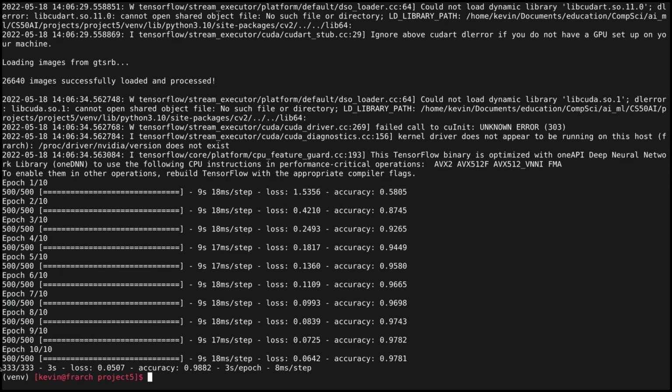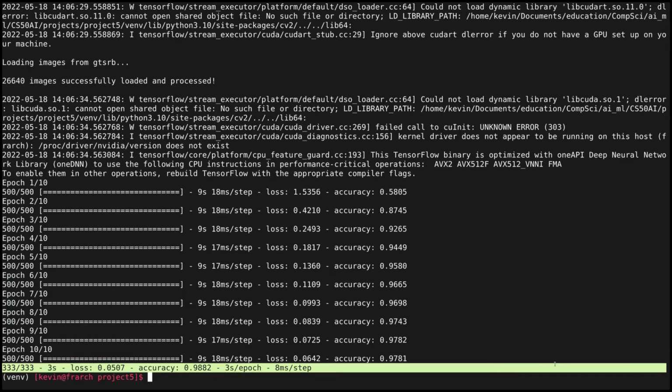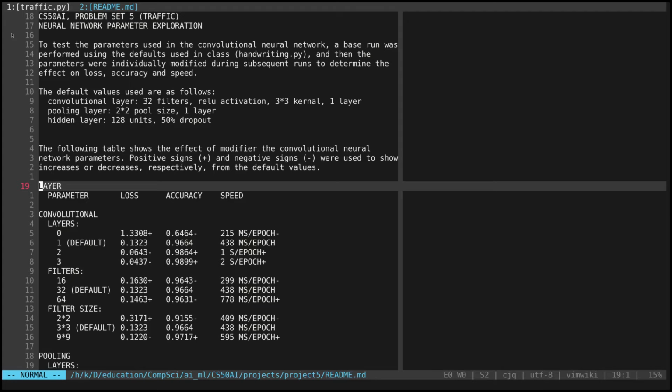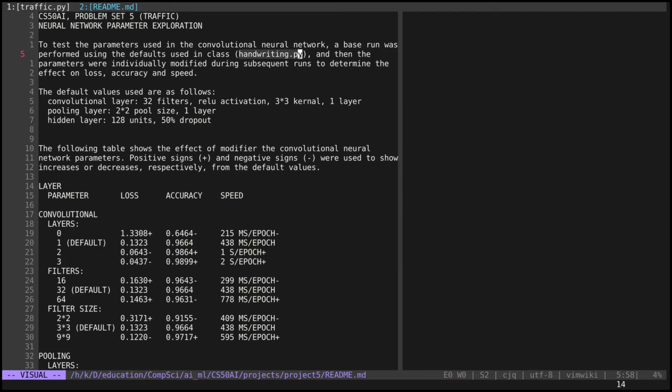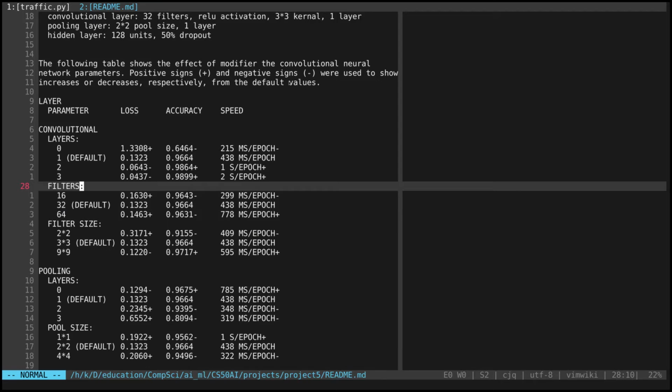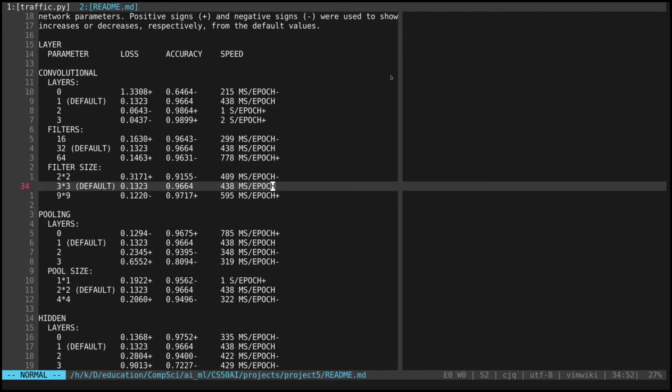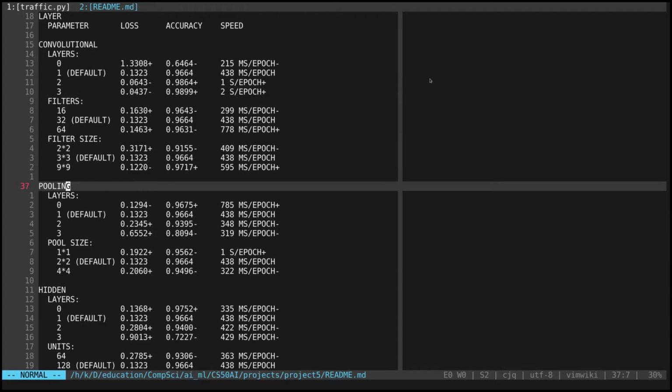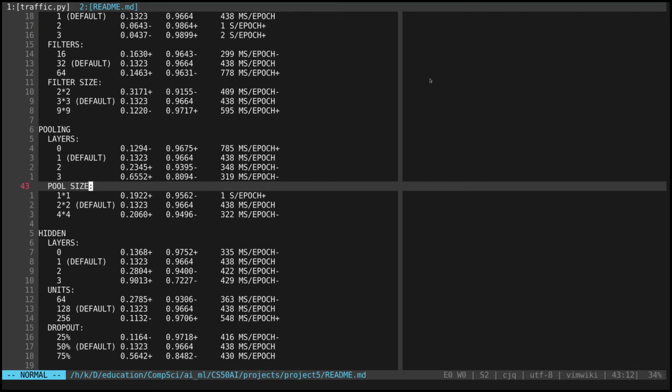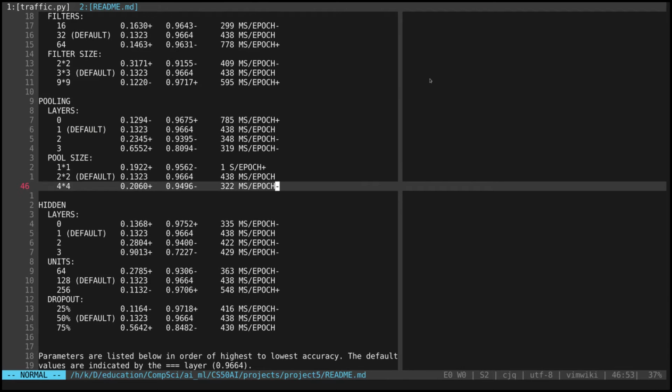Here is all the output from running our model. We'll talk about this a little bit later. So I went ahead and experimented with the parameters in the neural network. Initially, I just started with what was used in handwriting.py in the lecture, and then adjusted the parameters just to see what would happen. I changed the number of convolutional layers, the filter size, the number of filters. I also looked at the number of pooling layers, the pool size, number of hidden layers, number of units in the hidden layer, and the dropout percentage.